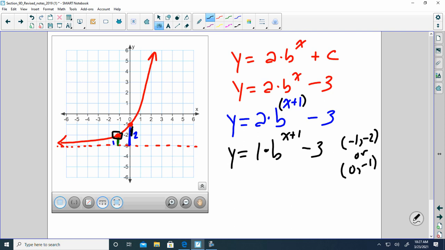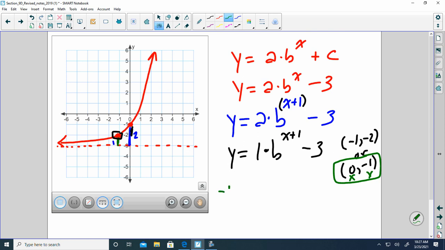Now, one of the points will be a little bit easier to use. A lot of times a point, if it involves the point 0 as either the x or the y, that becomes a little bit easier to use. Agree? So I'm going to choose to use this point here. Okay, so that's an x value, that's a y value.